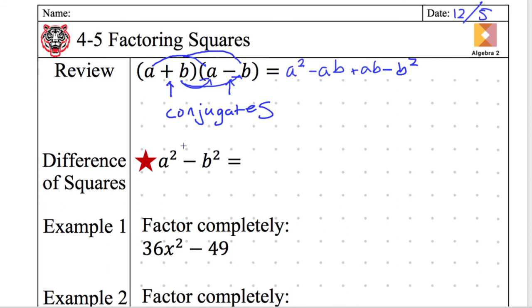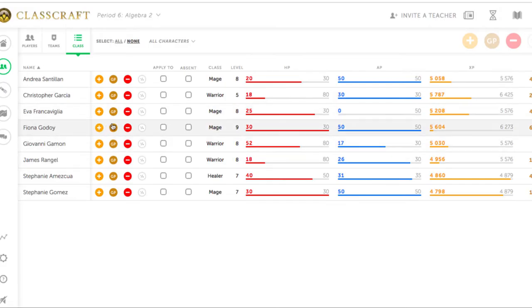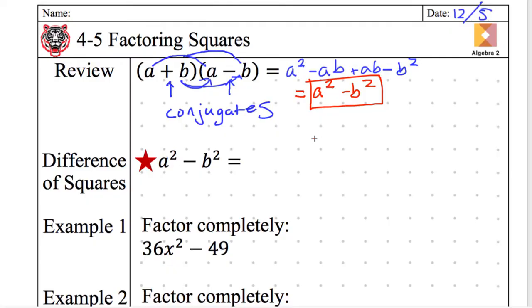All right, and then how do I simplify this? How do I write my final answer here? This is now equal to what, Fiona? Minus B squared, there it is. And then we would box that answer. Thank you, Fiona. You can turn in your card. Isn't that kind of cool? So whenever I multiply conjugates, I always get A squared minus B squared.